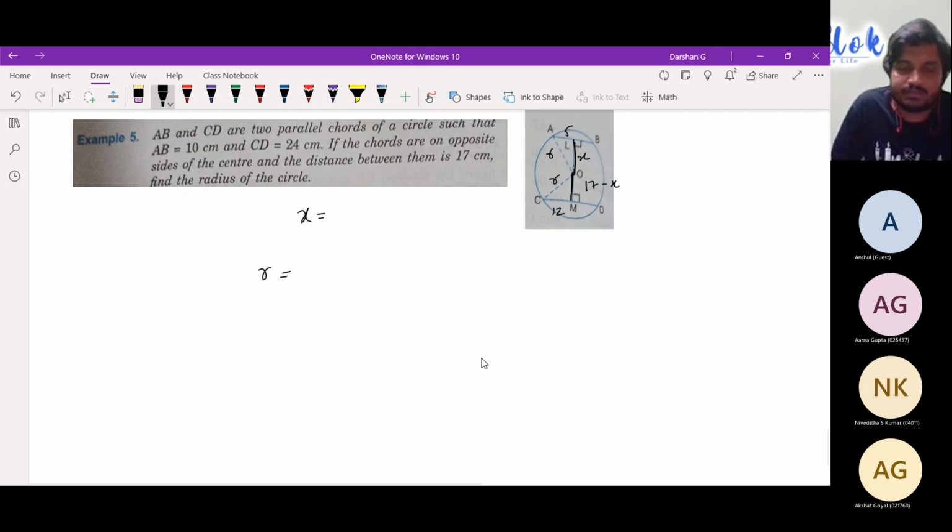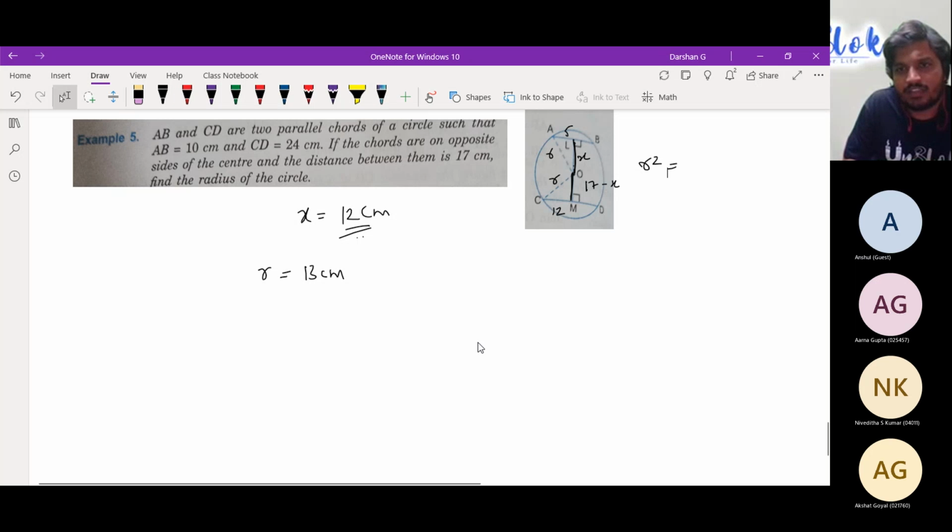Let's see. So is it 13 centimeter? R is 13. Okay, yes. What about X? X is 12. Let's wait for one more person to get the answer. Did anybody get it? Great, Akshat. Where are you stuck? Anybody who is stuck somewhere?